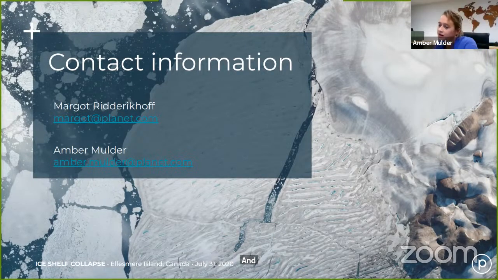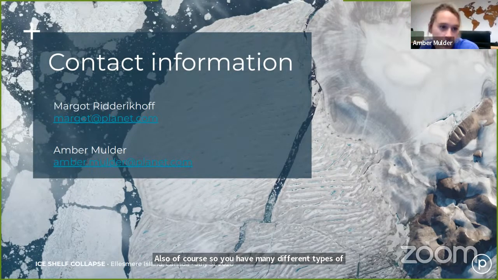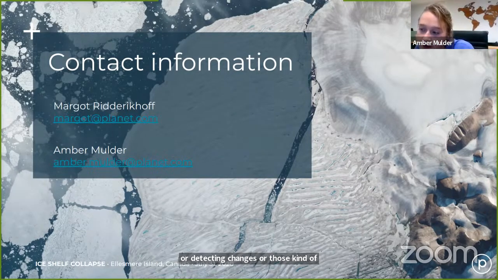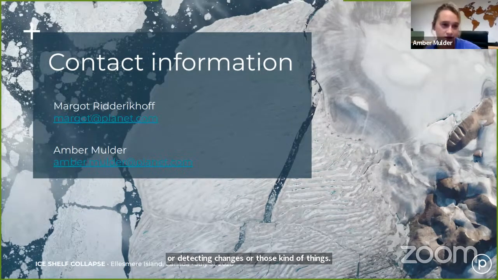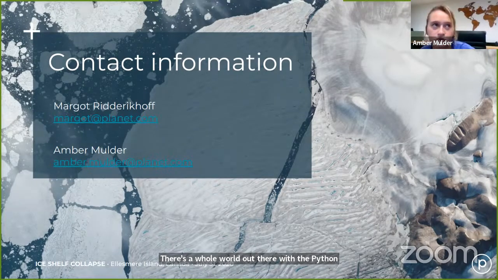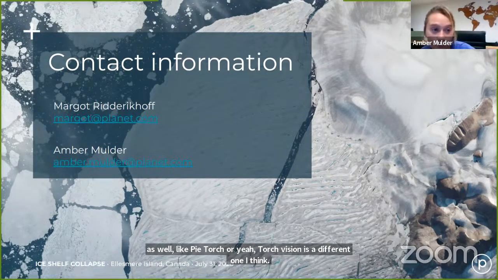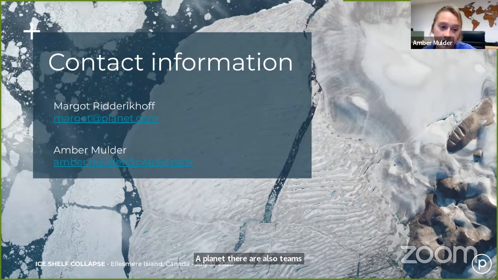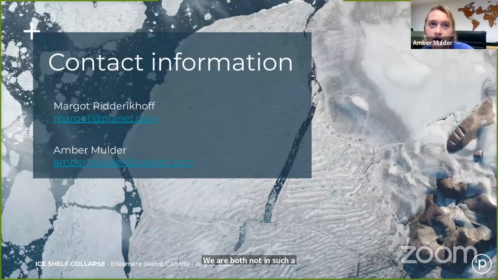Yeah, if you know how to work with raster data in Python, for instance, then you can start with machine learning also, of course. So you have many different types of algorithms that specialize in detecting certain objects or detecting changes or those kind of things. There's a whole world out there with Python libraries that are very suitable for those applications as well, like PyTorch or TorchVision is a different one, I think. At Planet, there are also teams who focus on this as well. We are both not in such a team, but there are teams that focus on, I think, building detection.